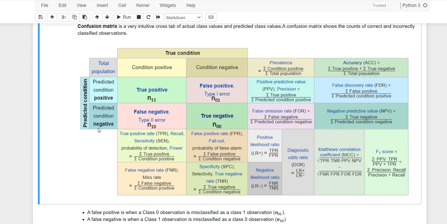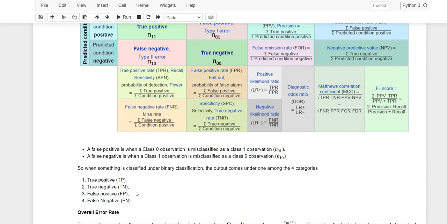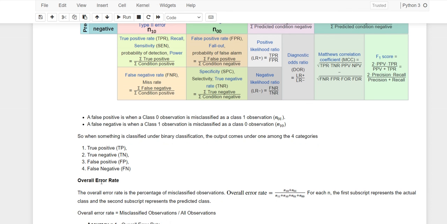Now, there are other classification metrics that are shown in this figure, such as the accuracy or the prevalence or the true positive rate, false positive rate. So we're not going to be covering all of those, but we are going to be talking about a few of those. The first classification metric that I would like to delve into is the overall error rate.